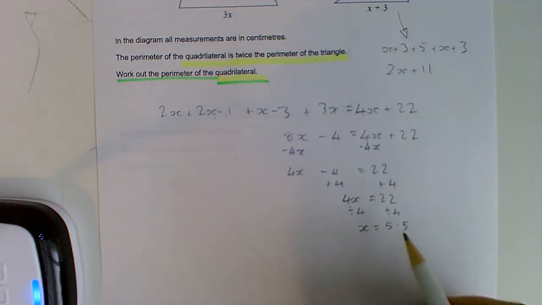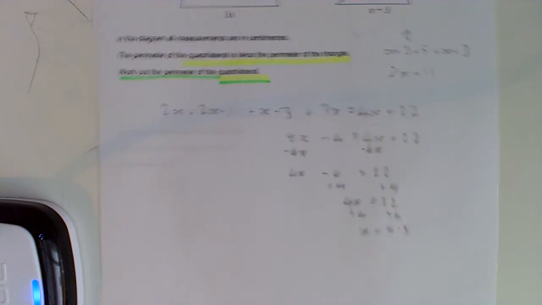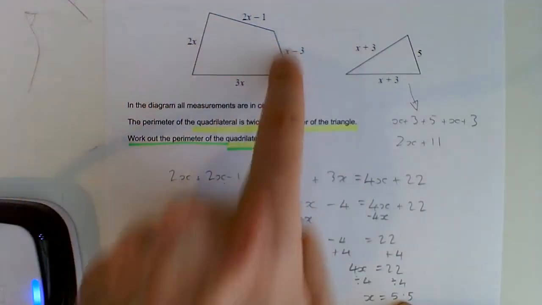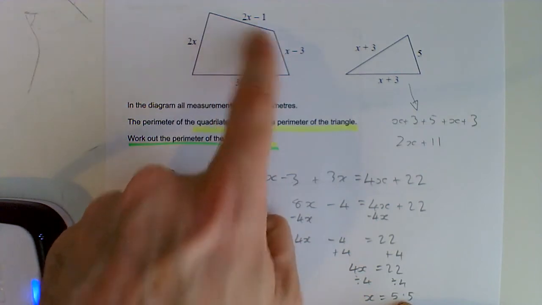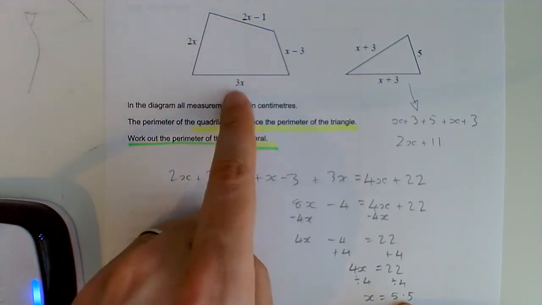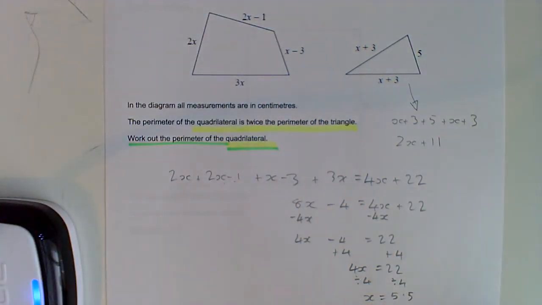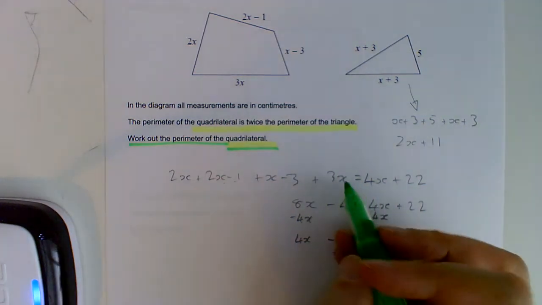So if I now want to figure out the perimeter of the quadrilateral, I've got a choice here. What I can do is use the 5.5 to sub into all of these. So double it, take away 1, do 5.5 minus 3, do 3 lots of 5.5 and then add all those numbers up. But I can be a little bit clever here because I've actually written down an expression for the perimeter of that quadrilateral here.